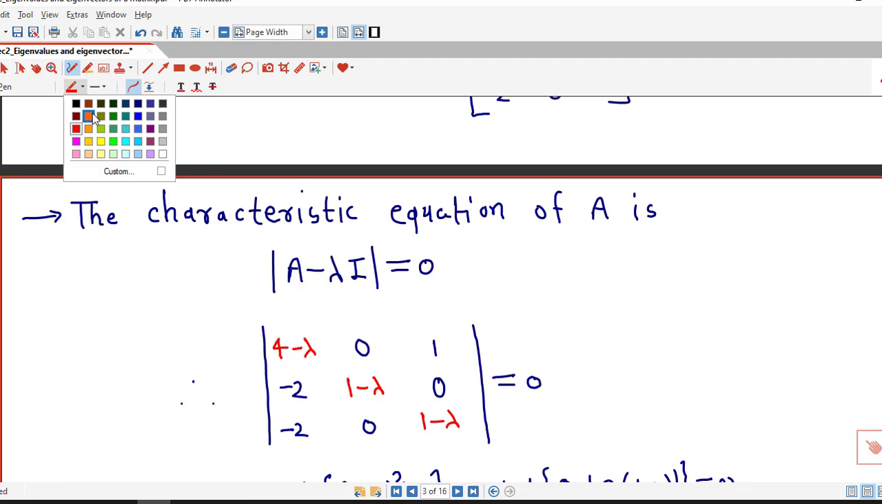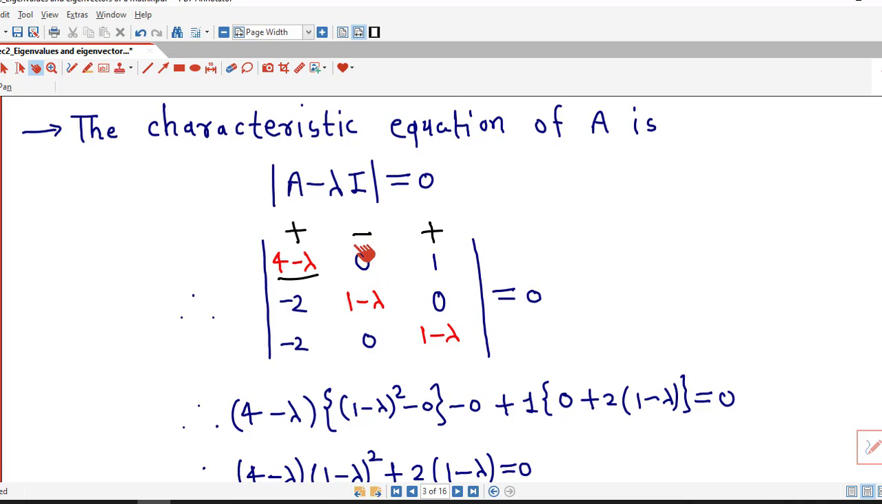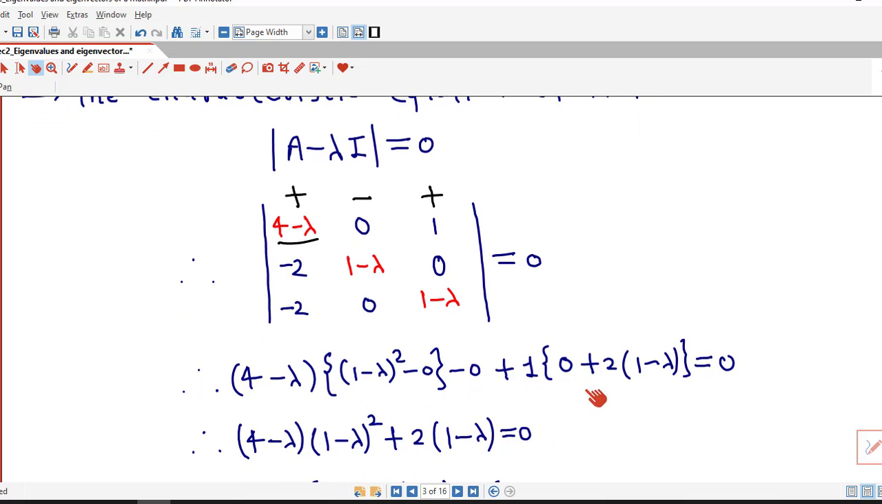Now we know how to find the determinant of a square matrix. We expand with the first row, positive, negative, positive. So 4 minus lambda into the determinant of this matrix, which is 1 minus lambda square minus 0. Minus 0 into the determinant of minus 2, 0, minus 2, 1 minus lambda, but it is 0. Plus 1 into the determinant of this matrix, minus 2, 1 minus lambda, minus 2, 0, which is 0 minus minus, plus 2 into 1 minus lambda, equal to 0.